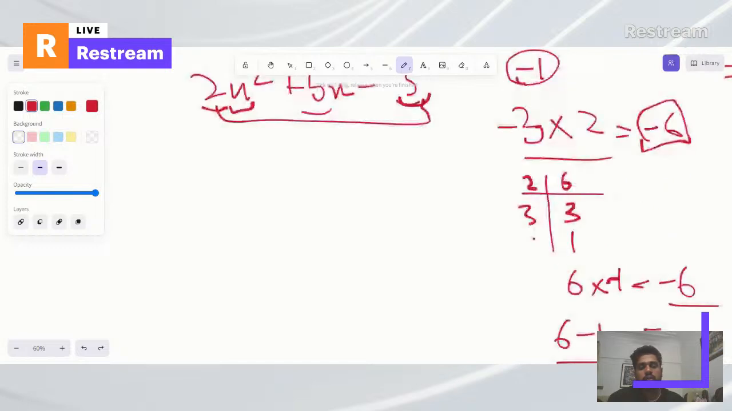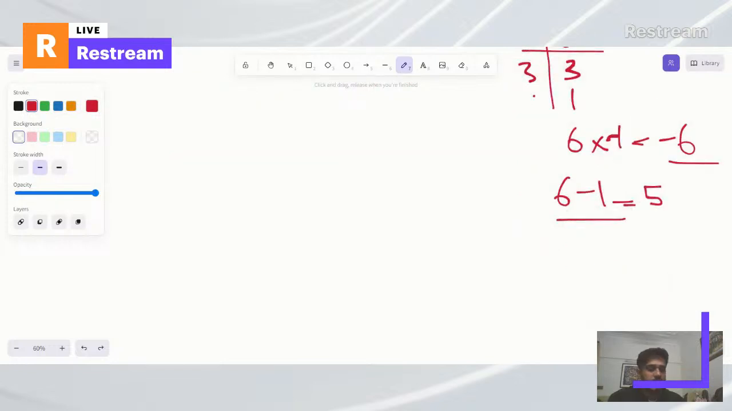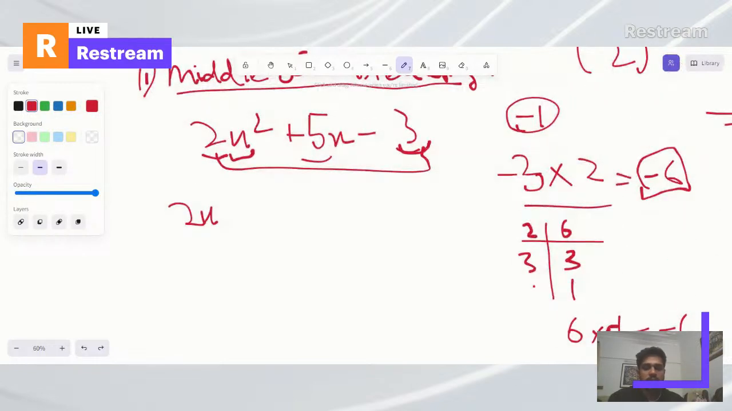So these are the two numbers which can replace positive 5x. I'm going to write 6x minus x instead of 5x. So it's going to be 2x squared plus 6x minus x minus 3. And from the first two terms, I'm going to find out what's common. What's common in the first two terms? Can anybody tell me?